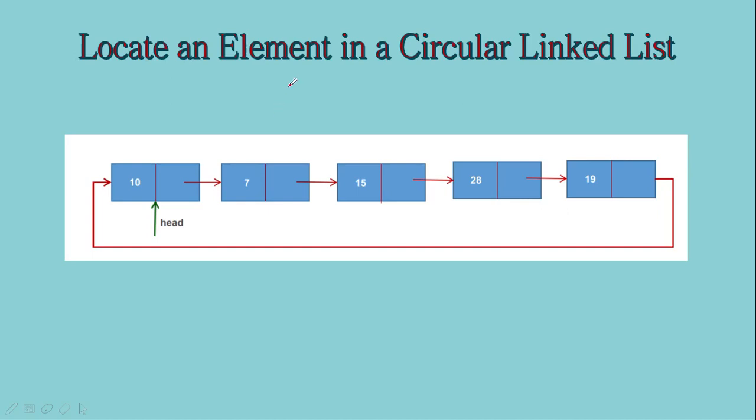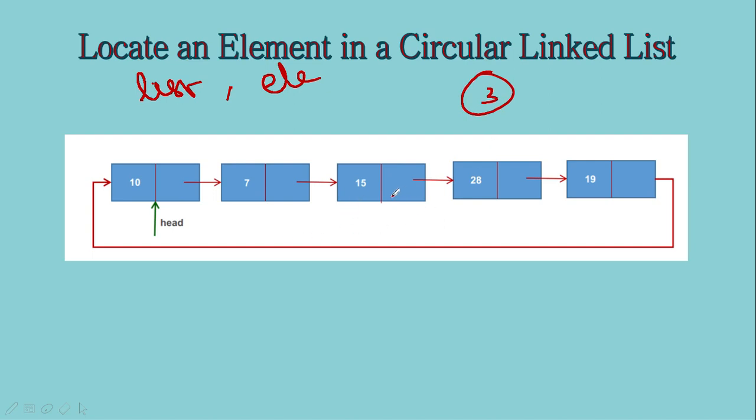Hi, in this video we are going to discuss how to locate an element in a circular linked list. The input for this operation will be a list and the element which we are going to locate. For example, if this list is given and the element is given as 15, then the function is expected to return 3. That is the position where this element is present.